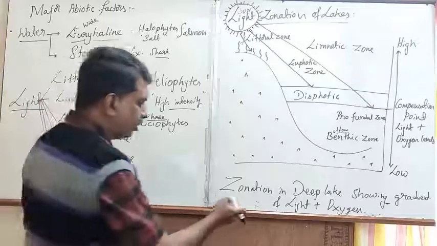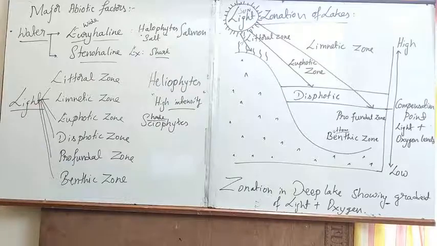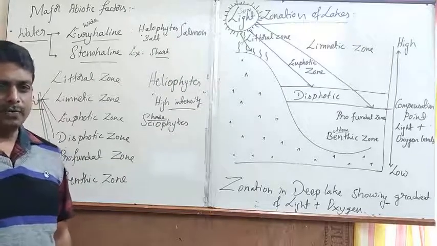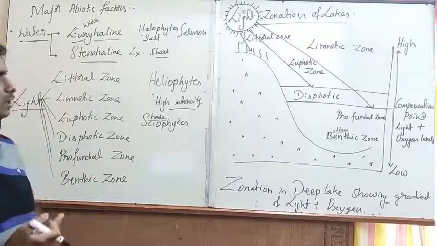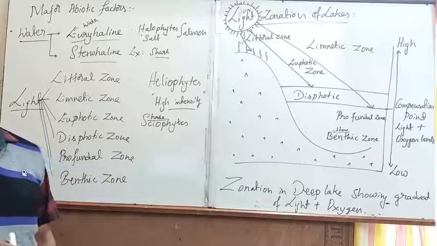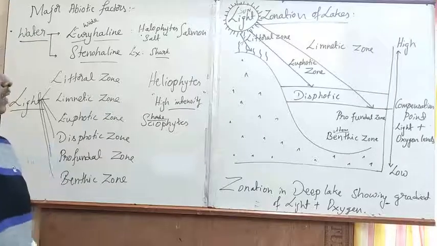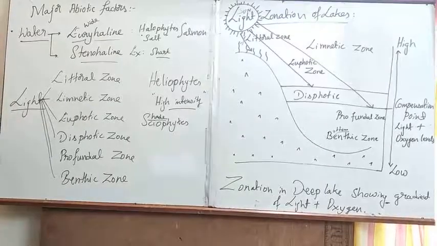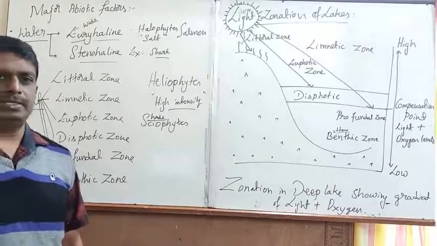This is with reference to the zonation in the deep lake, showing the gradient of light and oxygen for the differential distribution of different varieties of aquatic organisms. This is with reference to light zonation of the lake ecosystem. This is with reference to the main important features of major abiotic factors, namely water and soil. In the next class, I will explain the role of soil as a major abiotic factor.